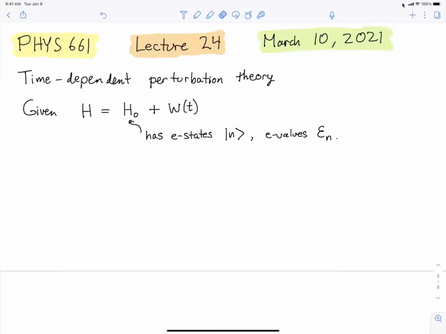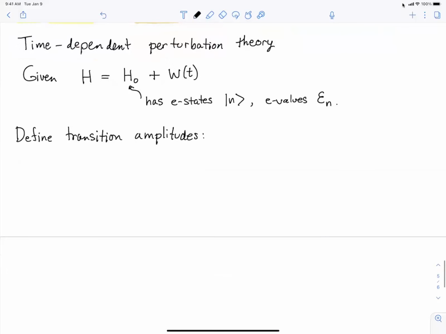And then the next thing we did is we defined transition amplitudes, for which there are different notations in different books. My notation for transition amplitudes is a little a, and then we have an initial state to a final state, and then we put the final time and the initial time. And it's just defined to be this matrix element, where we use the interaction picture unitary operator sandwiched in between the initial and final states.